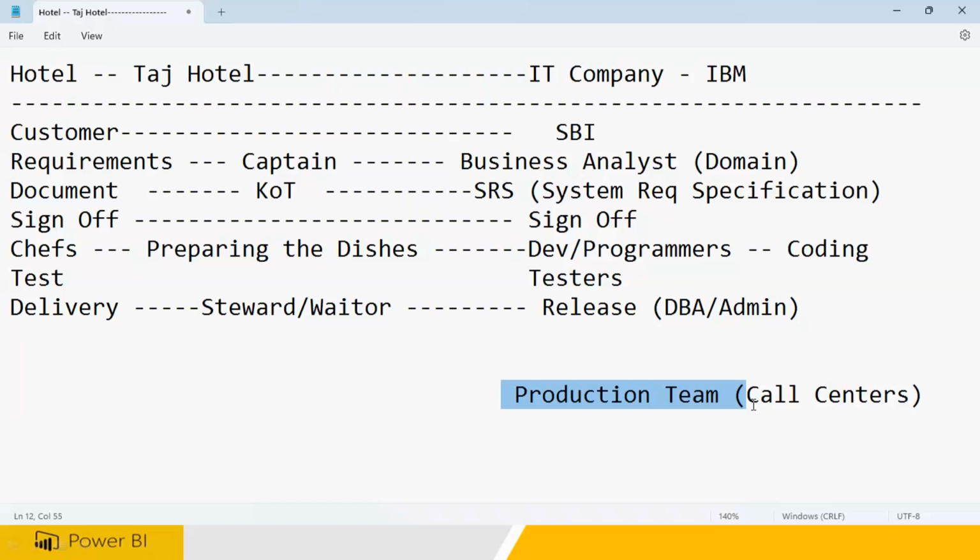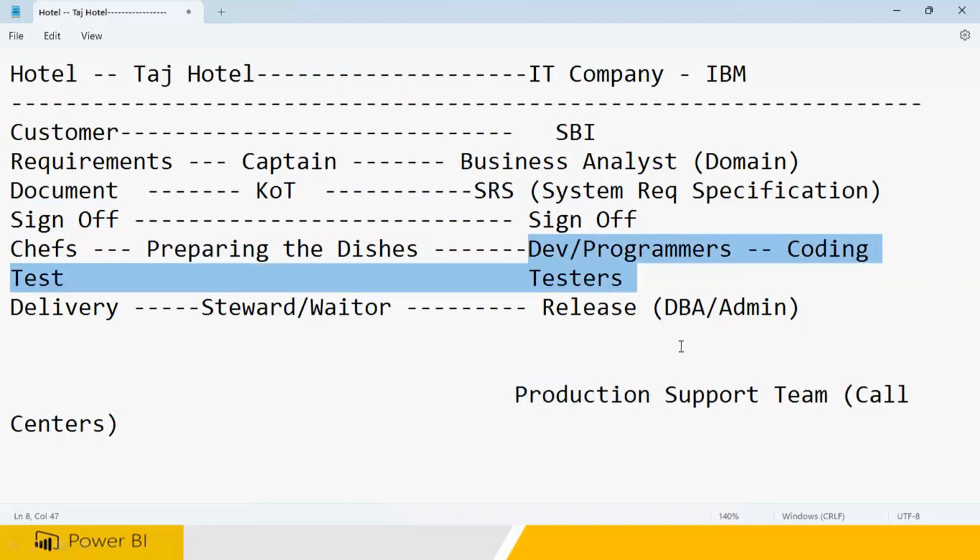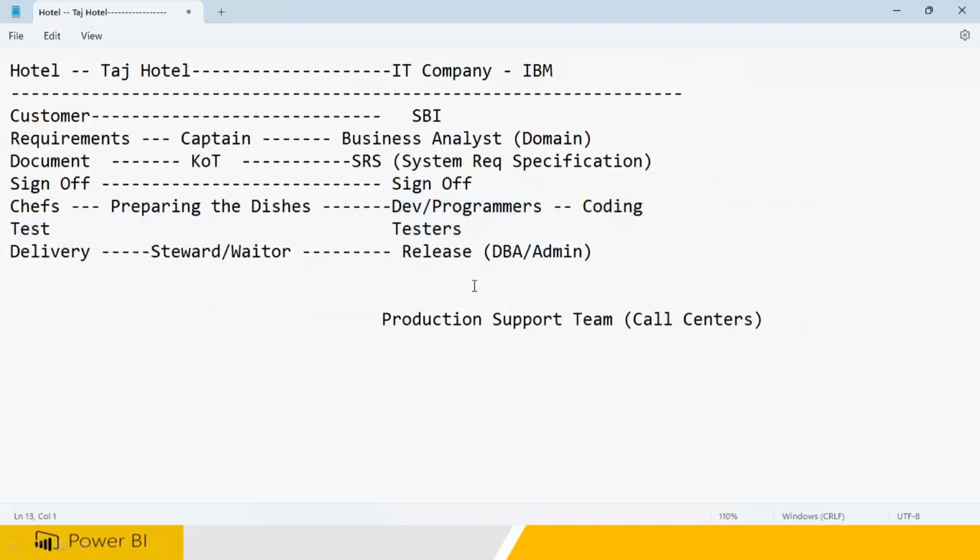So there's a garage near your place in Hyderabad, Vizag or Pune. You need to go to that garage or the mechanic shop. Those people will be repairing your car. That team is called a production support team, not you. People may ask you, once you prepare a software, who's going to be addressing the problems? If you have released the Power BI and it is not working, it is not your problem.